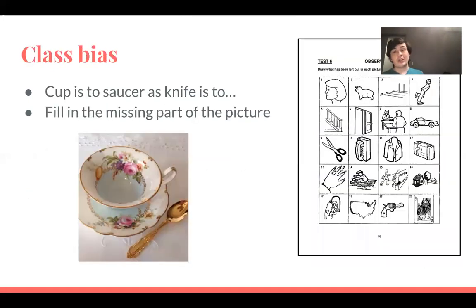So I want to talk about socioeconomic bias now. Class bias is the same thing, but socioeconomic bias more specifically. And some of the types of problems that would be given in intelligence tests. Analogy problems were very common. Things like, historically, cup is to saucer as knife is to blank.